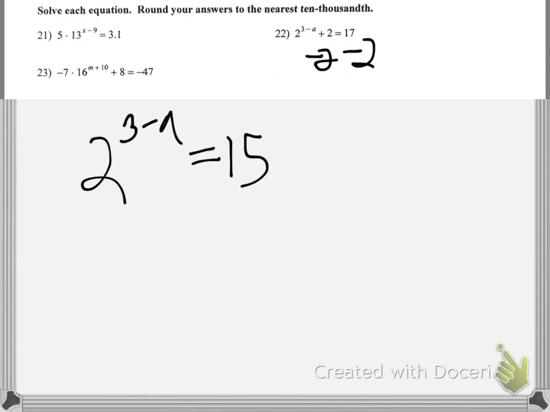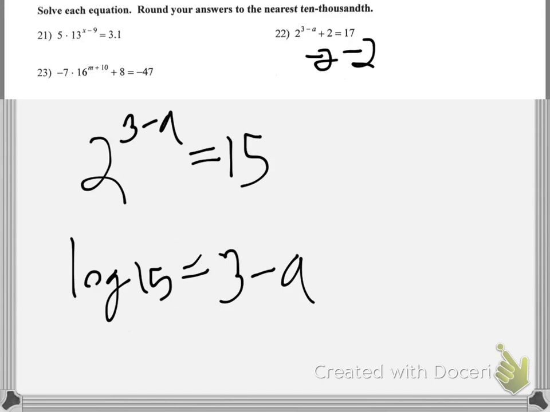If I saw number 22, I'd probably get rid of the plus 2 with a minus 2. Then we'd have 2 to some power, the 3 minus a power, equals 15 at that point. And then we'll go into log form again: log base 2 of 15 equals 3 take away a. Just be careful in solving this one because you'll have to minus the 3, and then you'll have a negative a still sitting there. So don't forget.